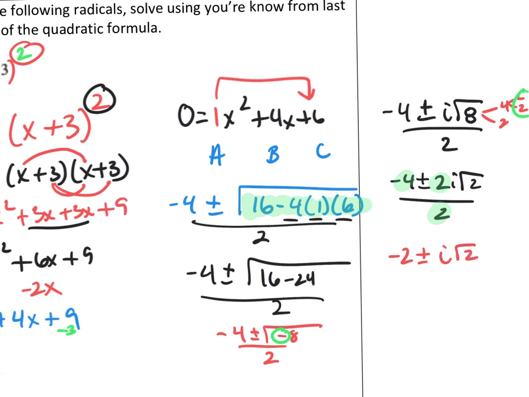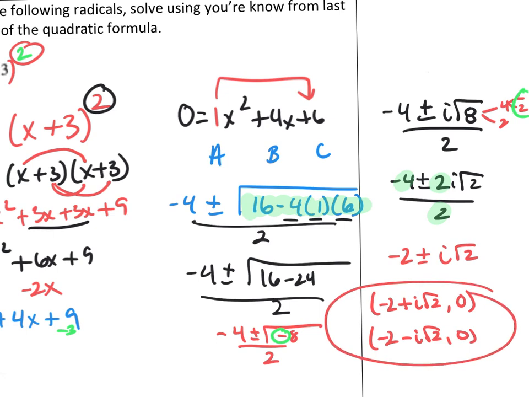Now, if you really want to get fancy and write these in this ordered pair format, which I really like, and write it in the 0 format, your first answer would be negative 2 plus i square root of 2, comma 0. And your other one would be negative 2 minus i square root of 2, comma 0, because we love everything in the ordered pair format.